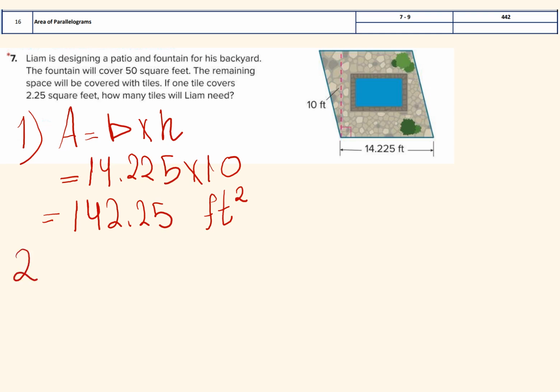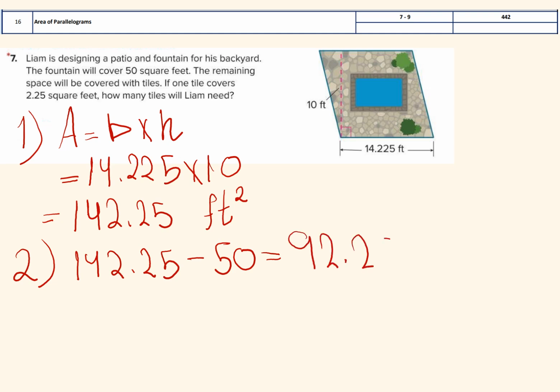Then step number 2, I'm going to subtract the area covered by the fountain, which is given in the question, which is 50. So 142.25 minus 50, which is 92.25. 92.25 squared feet as well.